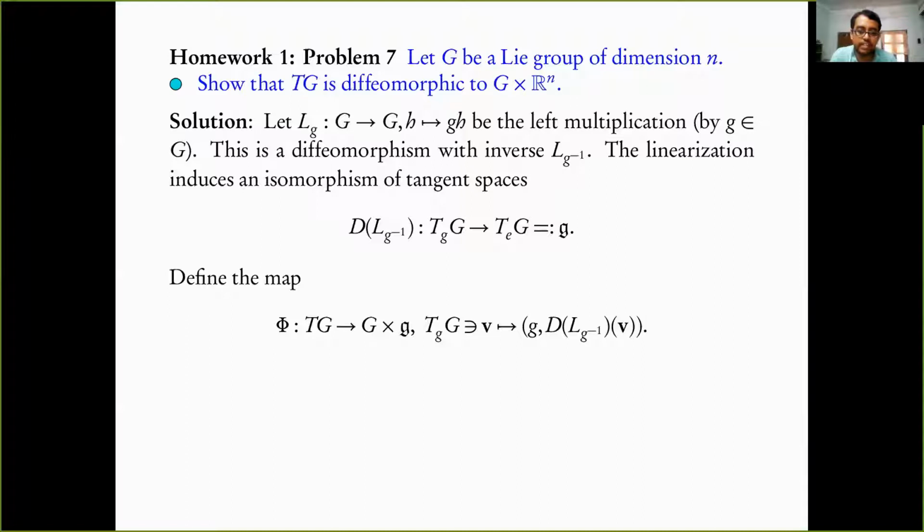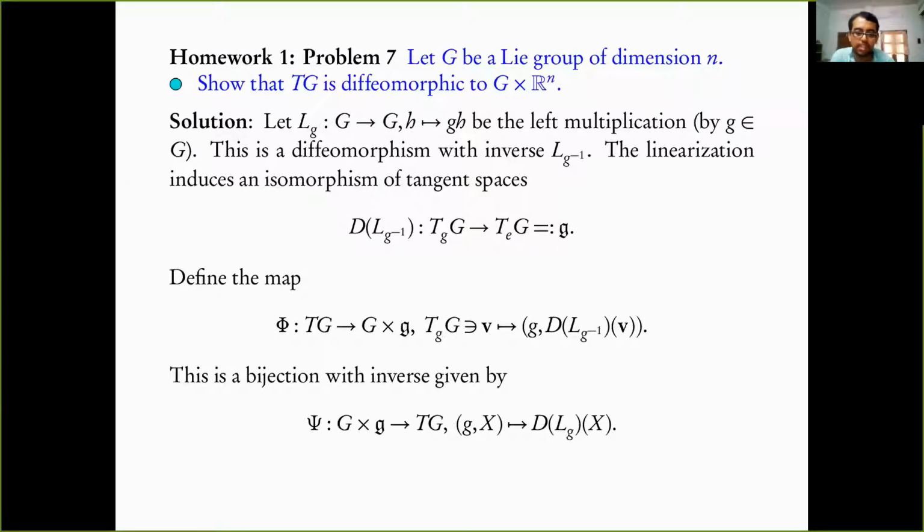Right? So this is evidently a well-defined map from TG to G cross the Lie algebra. Okay? So if you can show that this map is a smooth map with a smooth inverse, then you're done. As we'll see, we'll show that this map is smooth, and there's an inverse map which is also smooth, and they're inverses of each other by definition. But one thing you note at the very beginning is that this map capital Phi is actually a linear isomorphism from any tangent space to the tangent space at identity, because DL_g inverse is a linear isomorphism, right? So this is already looking like a vector bundle map.